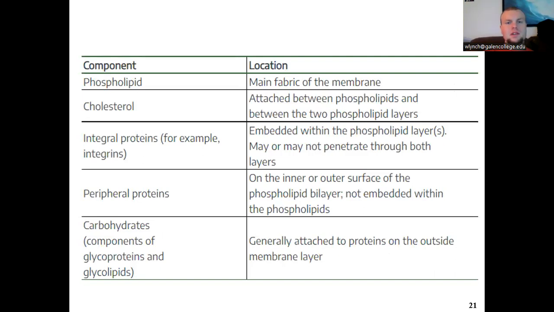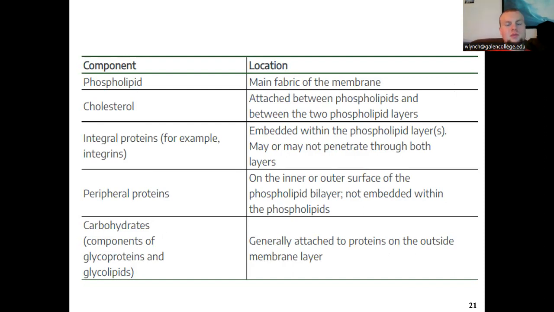So our main components of the phospholipid bilayer: the cell membrane made up of phospholipids, interwoven with cholesterols in between the phospholipids. We have integral proteins. Integral proteins are going to be embedded through the phospholipid bilayer. Many of them form channels or carriers. We have peripheral proteins, which can either be peripheral on the inside or on the outside.